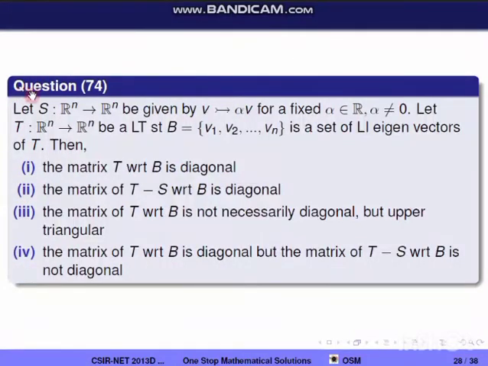Next question, question 74. Let S from Rn to Rn be given by v is mapped to alpha v for a fixed alpha in R, alpha not equal to 0. Let T from Rn to Rn be a linear transformation such that B is equal to the set {v1, v2, etc. up to vn} is a set of linearly independent eigenvectors of T. Then, so they are given a map S defined by this. A linear transformation is given and a set of eigenvectors of that transformation is given by the set B. Then we have to check which of the following options is true.